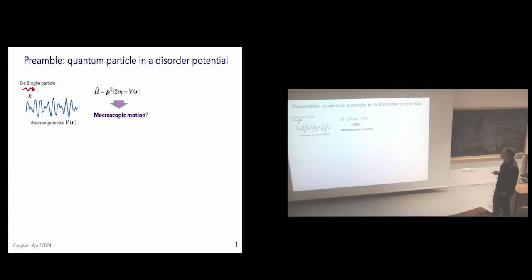Right, so now before getting into the business of localization, let me first introduce the basic problem we are interested in. This problem is pretty simple. It's the propagation of a quantum particle. For your purpose, you can see it as a wave, but for my purpose, I will often call it a quantum particle with a certain momentum k in a disordered potential V of r. The question I will address during the talk is what's the motion of this particle at macroscopic scales, typically scales much larger than the de Broglie wavelength.